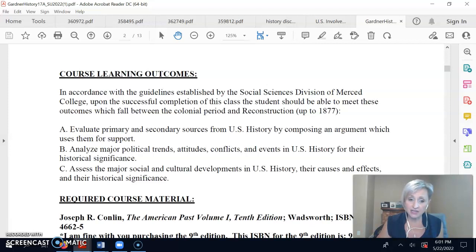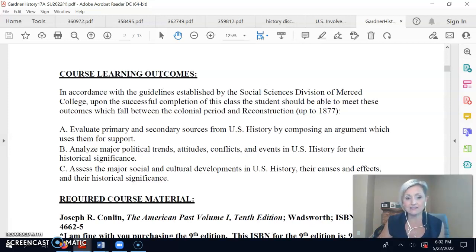Second is to analyze major political trends, attitudes, conflicts, and events in U.S. history, and here's the important part, for their historical significance. I sometimes call it the "why should you give a crap?" Or you can insert another word, like, why does it matter? What is the Whiskey Rebellion and who the heck cares? So you're really not just learning about names and dates and events, but you're trying to think about why they matter, right? What significance do they play in U.S. history? And then also what kind of human history themes connect to this particular place, time, or event.